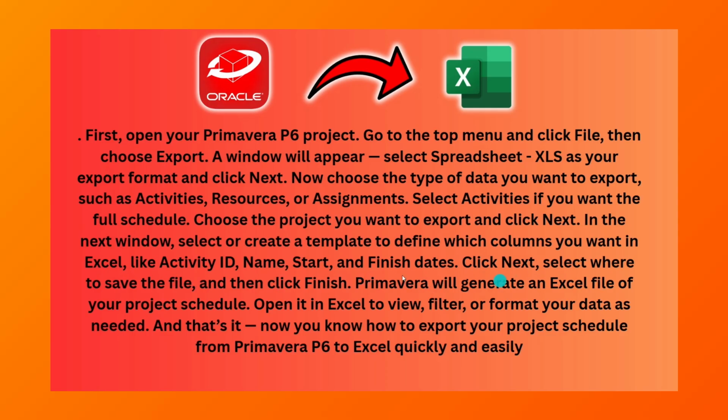Primavera will generate an Excel file of your project schedule. Open it in Excel to view, filter, or format your data as needed. And that's it. Now you know how to export your project schedule from Primavera P6 to Excel quickly and easily.